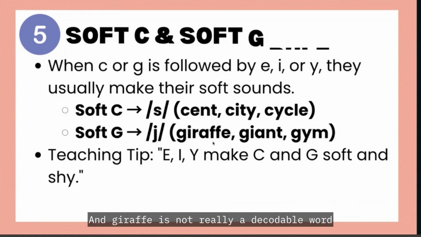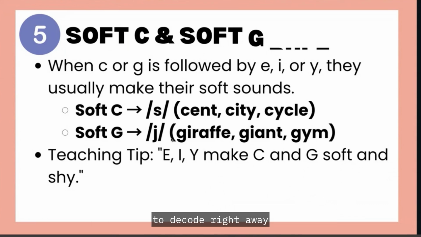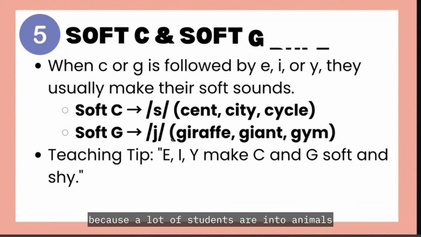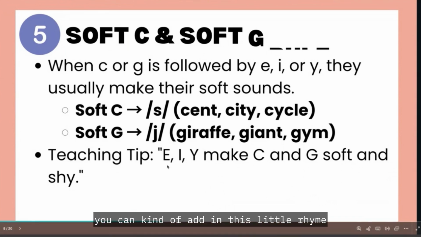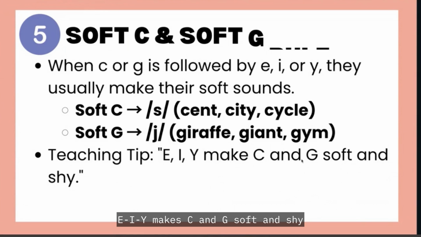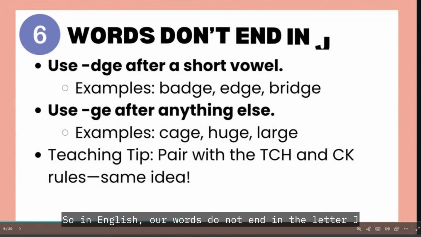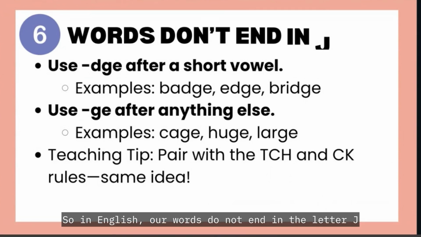And giraffe is not really a decodable word that your students will necessarily be able to decode right away, but it is a word that they're familiar with, because a lot of students are into animals or have been to the zoo. So it is still helpful to talk about why there's that J sound for the word giraffe. And just a little teaching tip right here: you can add in this little rhyme. E-I-Y makes C and G soft and shy. It just helps them solidify that spelling hack to make it easier for them to learn.